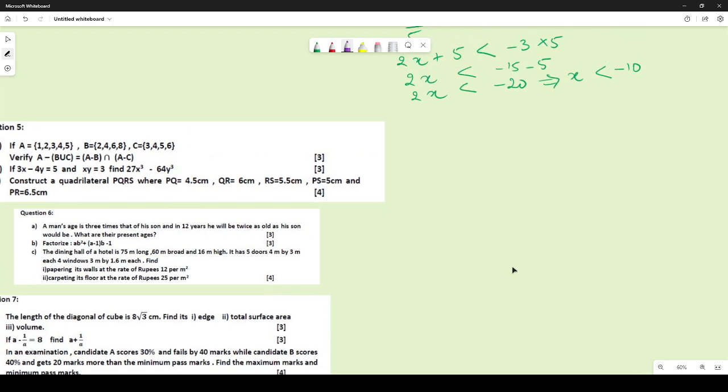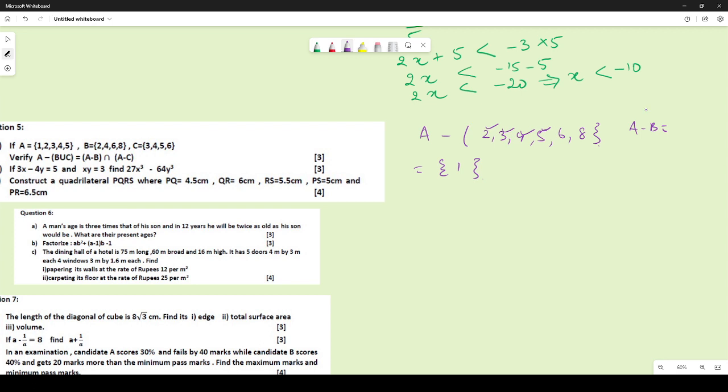A is 1, 2, 3, 4, 5. B is 2, 4, 6, 8. C is 3, 4, 5, 6. So verify A minus B union C. What is B union C? B union C is 2, 3, 4, 5, 6, 8, right? And A is 1, 2, 3, 4, 5. So 2, 3, 4, 5 already there. It will be just 1. A minus B. A minus B is what? What is there in A but not in B?